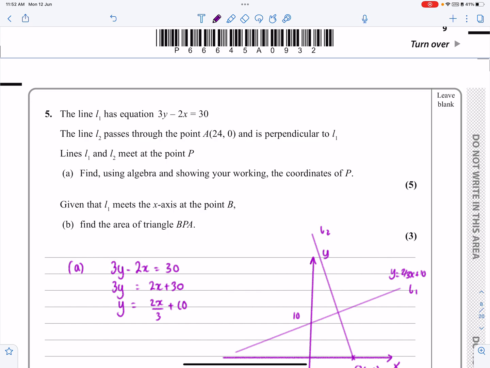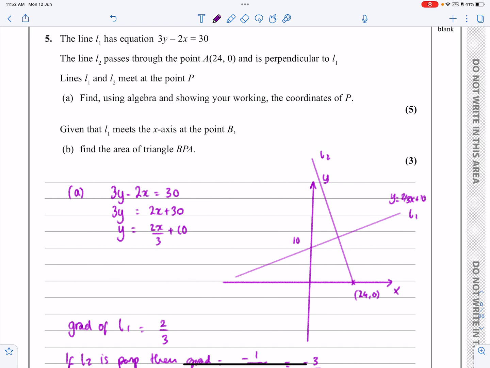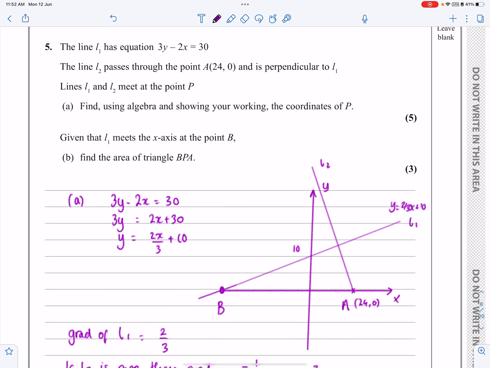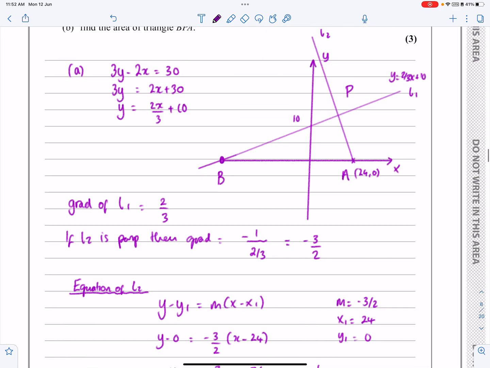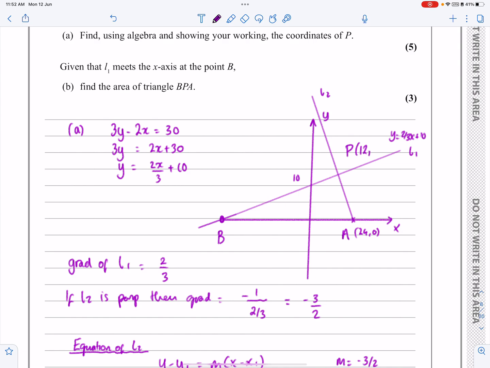Part B says, given that L1 meets the x-axis at the point B. Right, okay, let's extend this down here. They're saying that's the point B where L1 meets the axis. They've already called this one A, and we've now got the P. Let's put that actually on my diagram. P was what did it work out to be? (12, 18). P is (12, 18) here. And they're asking us, can we find the area of this triangle in here?